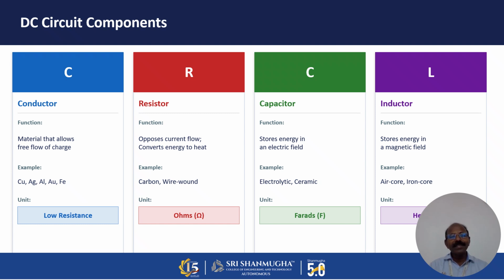Regarding the resistor, a resistor gives opposition to the flow of current. We have the carbon resistor and the wire wound resistor, and resistance is measured in the unit ohm.